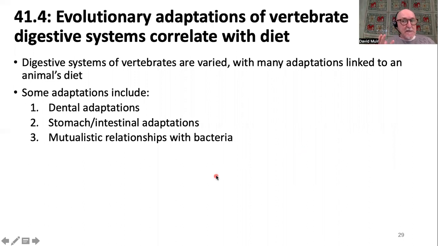And the very first adaptation is dental, where there are important adaptations of the jaws and of the teeth. The second is adaptations of the structure of the digestive system itself. And the third is really important, and that is the different organisms, depending on whether they're herbivores, carnivores, et cetera, they have different relationships with their gut bacteria, which are tremendously important.